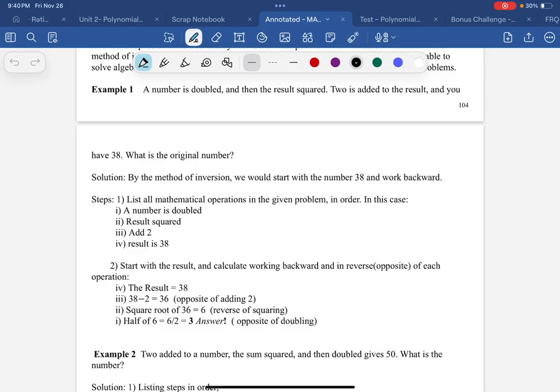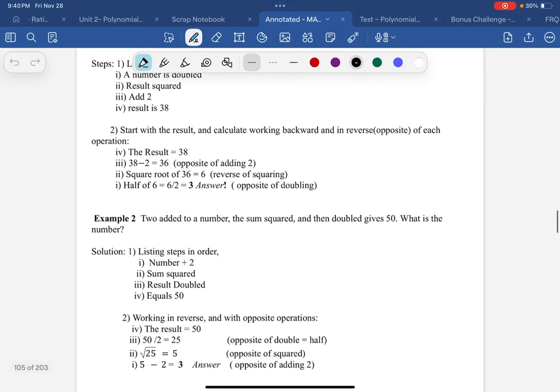Basically, the last thing that you did is something that you could consider being the first thing to undo. But really, as long as you carry out the reversion or the inversion of the set of instructions, then you're good. So the number is doubled, the result is squared, add 2, right? So do the opposite of that: subtract 2, take the square root, and then cut the value in half, right?